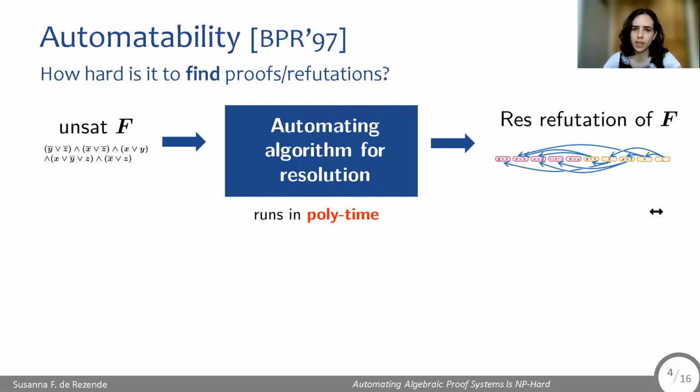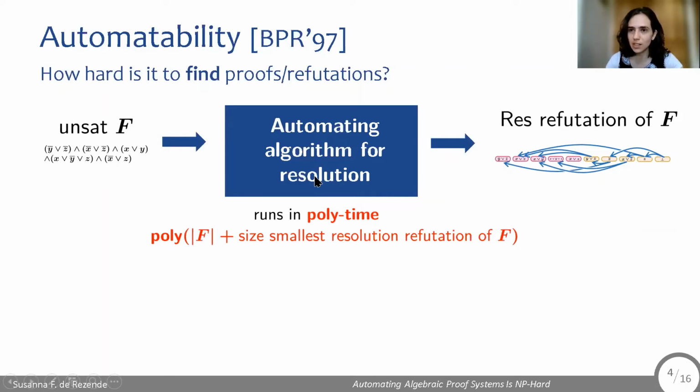But what exactly do we mean by polynomial time here? Because there are formulas that don't have polynomial-size resolution refutations. So of course, there cannot be an automating algorithm that runs in time polynomial in the size of the input and produces an output that's super-polynomial. So what Bonet, Pitassi, and Raz defined is that we want polynomial time not only in the size of the input, but also in the size of the smallest possible resolution refutation of the formula, the smallest possible output of this algorithm.